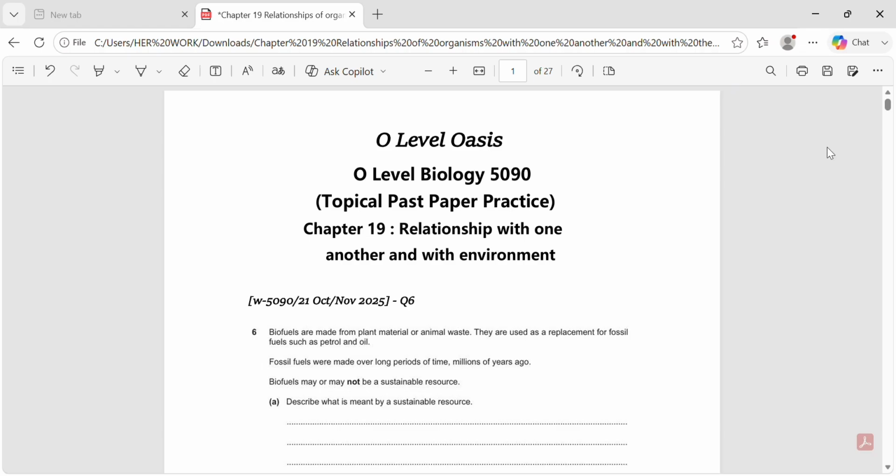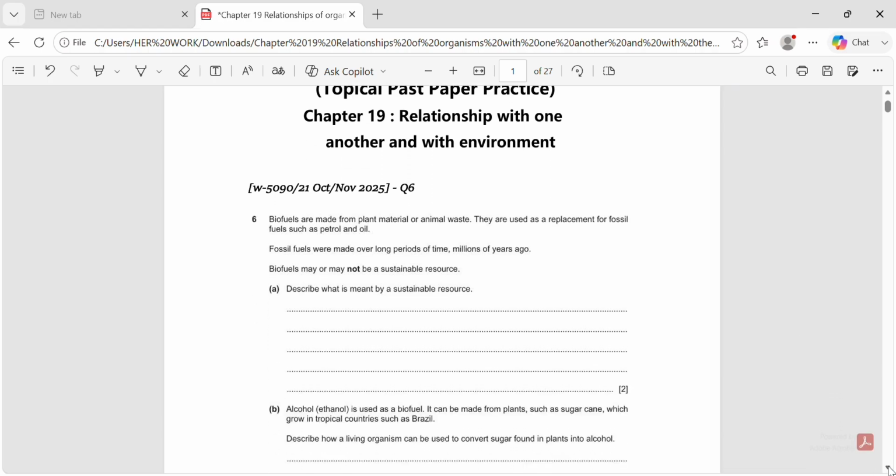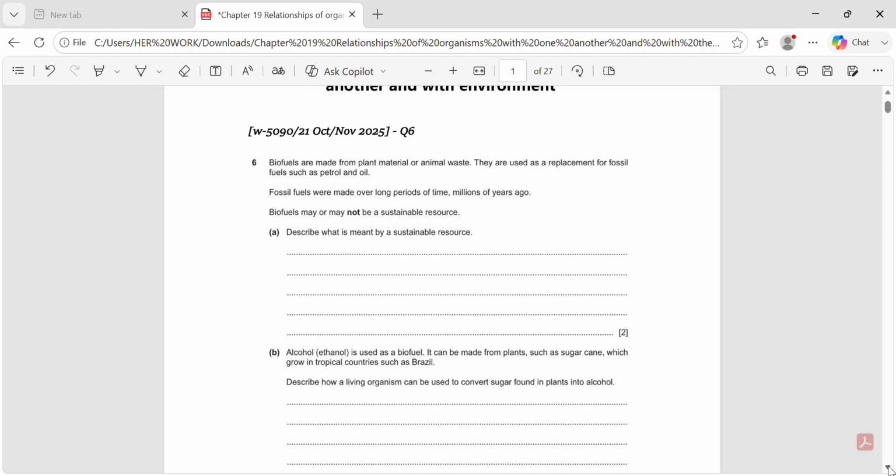With that said, let's begin our past paper practice. First question states, biofuels are made from plant material or animal waste. They are used as a replacement for fossil fuels such as petrol and oil. Fossil fuels were made over long periods of time, millions of years ago. Biofuels may or may not be a sustainable resource.